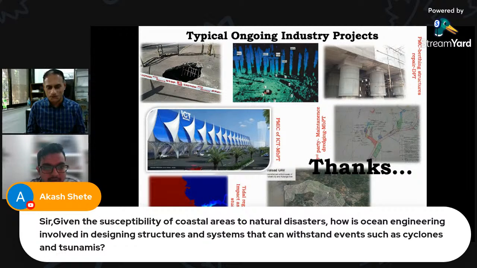Sir, given the susceptibility of coastal areas to natural disasters, how is ocean engineering involved in designing structures and systems that can withstand events such as cyclones and tsunamis? Well, to answer this question, if you look at the global human population, even centuries together, my dear friend Akash, we always try to live along the coastline. I'm not talking about just now, I'm talking about centuries ago.